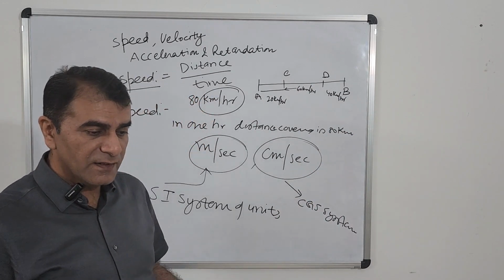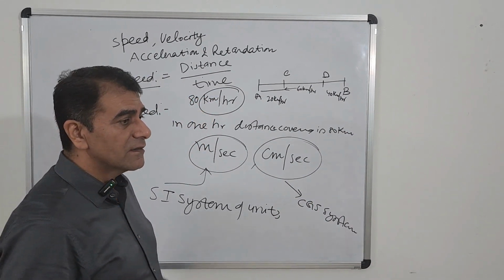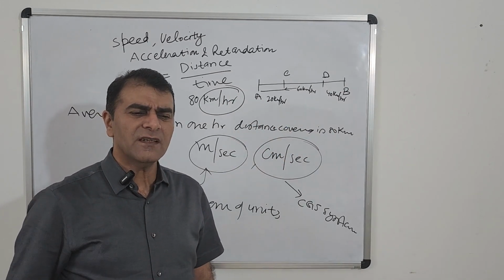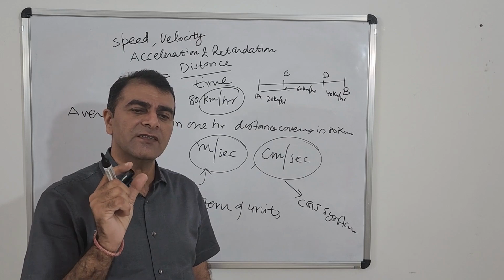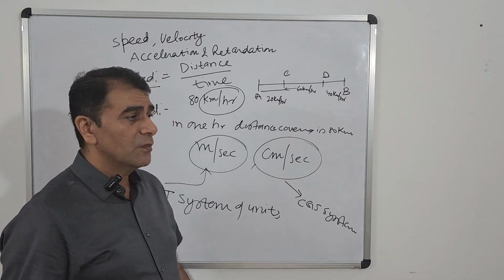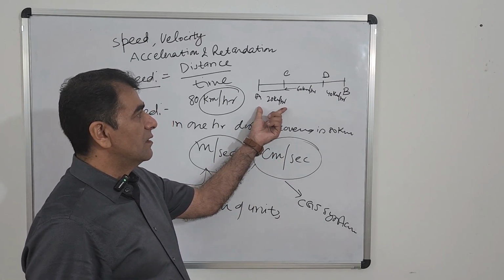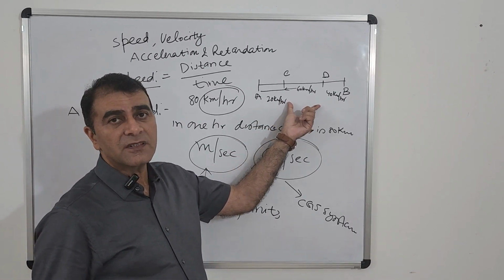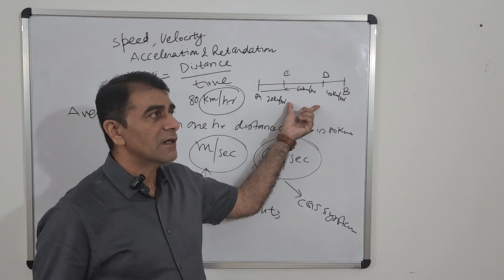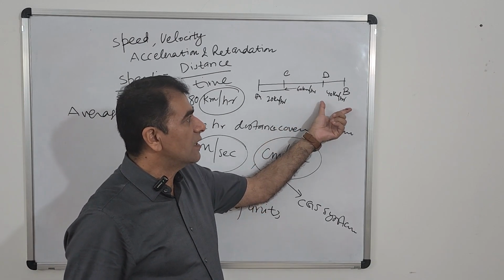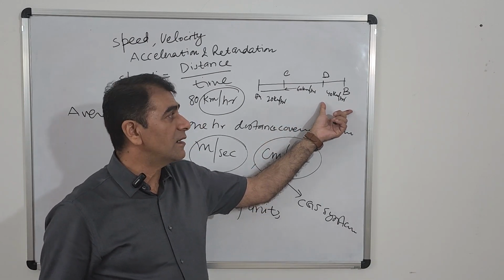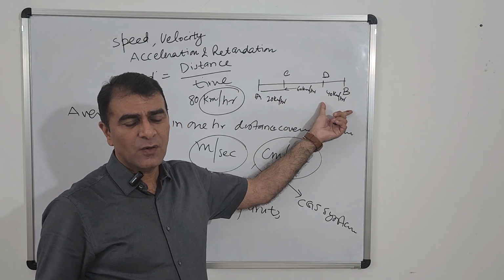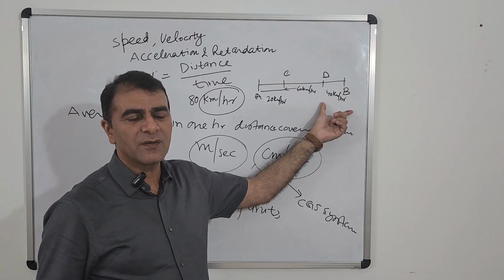Now if someone asks, what is the speed of this person from A to B? You cannot say a single number for his speed. Why? Because his speed is 20 kilometer per hour for the distance from A to C. Then from C to D, he was driving his car at 60 kilometer per hour. And from D to B, he was driving at 40 kilometer per hour. Now this is somewhat complex, but let us make it simple.